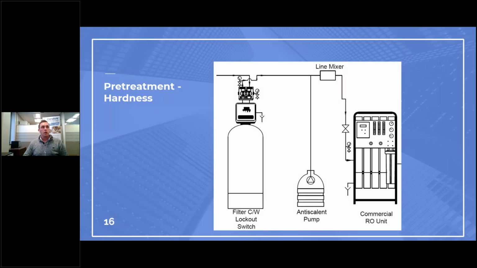So this would be what your system looks like when you compare it to the other system before. Here we have the same filter that we had before with the lockout switch to make sure that our RO doesn't run when there's chlorinated water running through. And then we just have our chemical feed system, an inline mixer, and then to the RO. So there's a lot less equipment visually and also on the floor, especially in this application. But the size of the equipment depends on how big your RO system is.